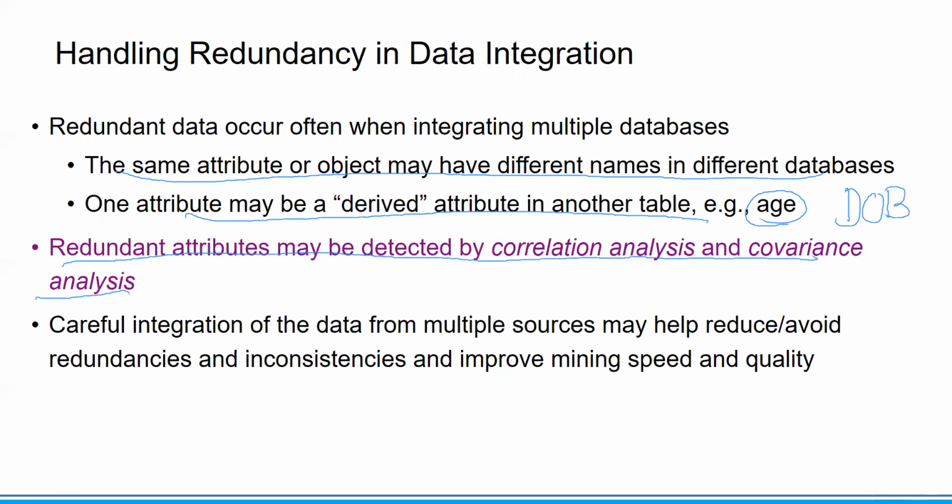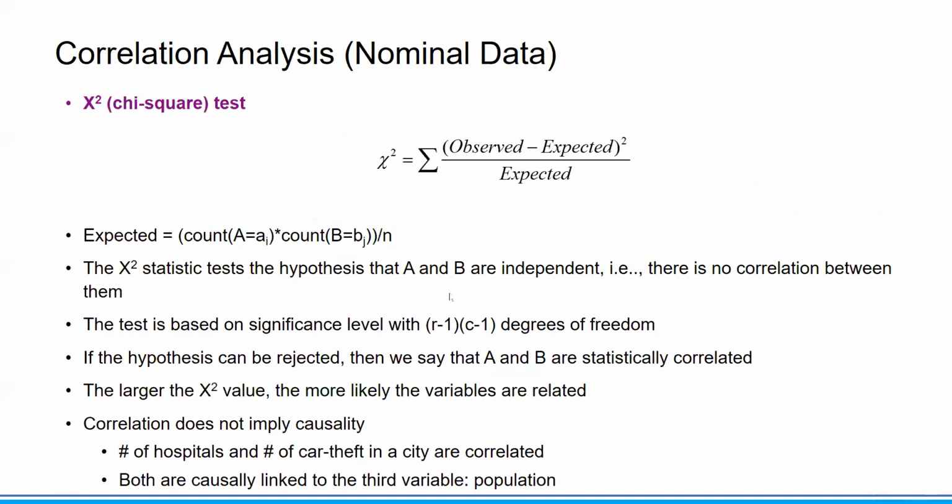So the careful integration of the data from multiple sources may help to reduce or avoid redundancy and inconsistency and improve mining speed and quality. In this chapter, we will learn the very basic correlation analysis with the chi-square.